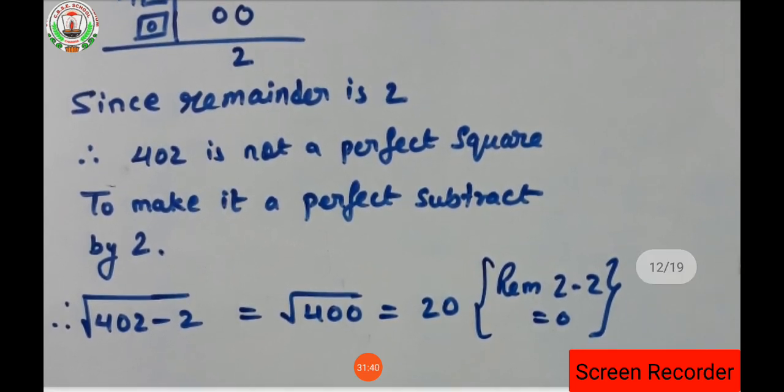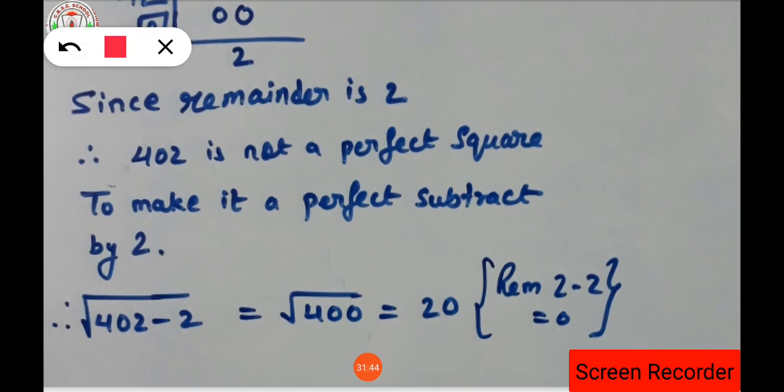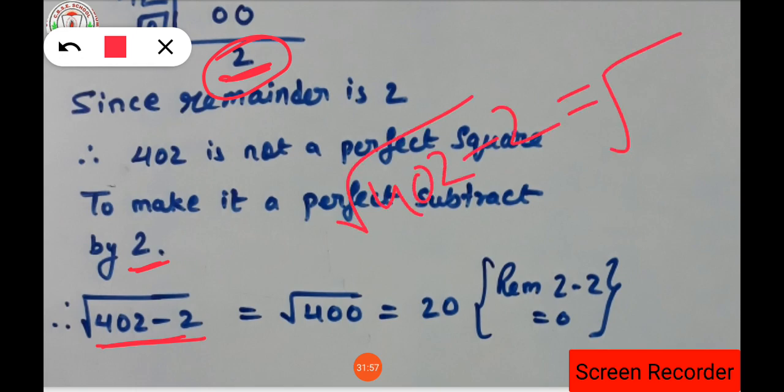So the number to be subtracted is how much? That number is 2. Since 2 is the remainder, whatever remainder is left will be subtracted from the number. That means 402 will be subtracted with 2. So how much will it be? 400. So the square root of 400 is how much? 20.